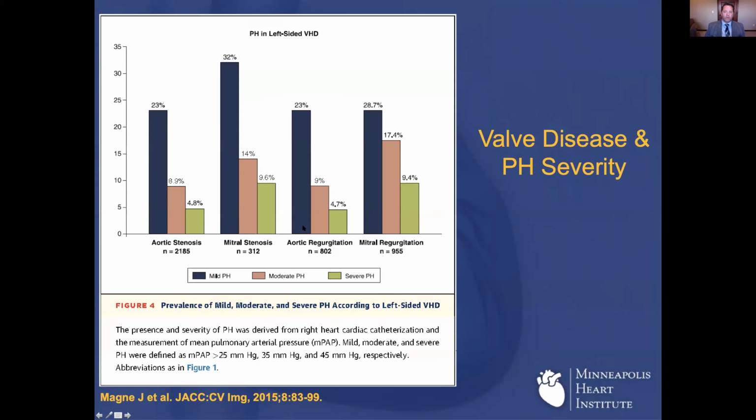Now, most patients with valvular heart disease have very mild pulmonary hypertension. This is right heart cath data with the color coding defined as a mean PA pressure greater than 25 in the blue, 35 millimeters of mercury in the peach color, and 45 millimeters of mercury in the green color. And so what this highlights is that across the different valvular disease conditions, severe pulmonary hypertension is very uncommon, with most people having mild pulmonary hypertension.